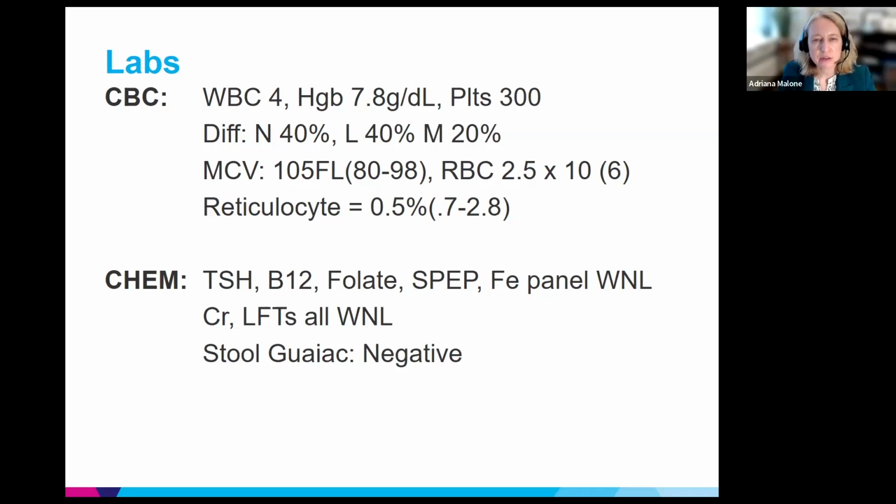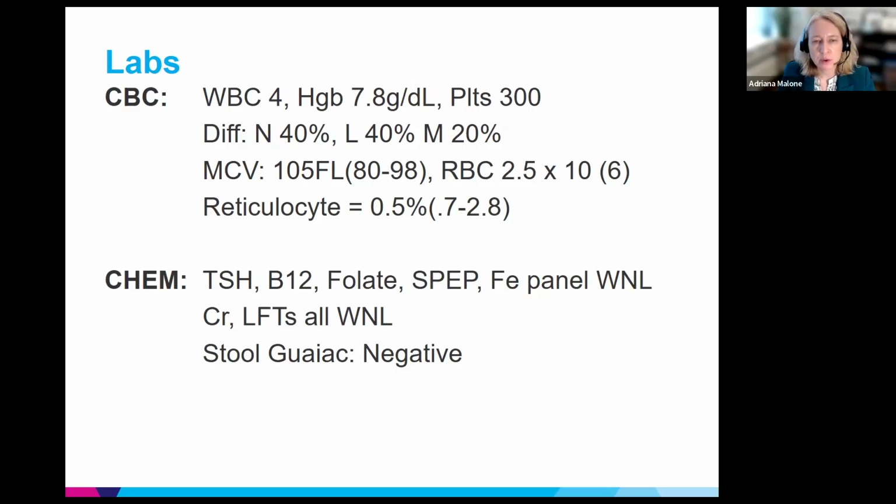The reticulocyte count is reduced, and so it's also important to assess the absolute reticulocyte count by multiplying the red blood cell count by the reticulocyte count. This gives us a sense of, is the bone marrow responding appropriately to the hemoglobin of 7.8? In this situation, the reticulocyte count is only 12,500. If the absolute reticulocyte count is less than 50,000, the bone marrow is not responding appropriately for the level of anemia, and this is a hypoproliferative anemia.